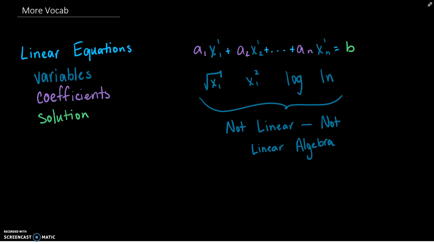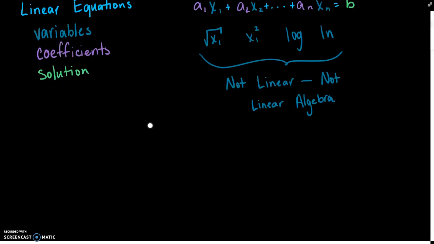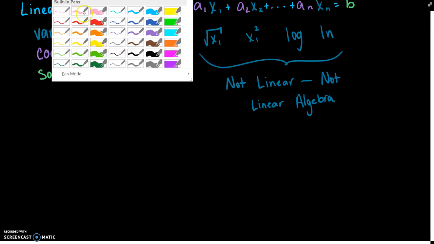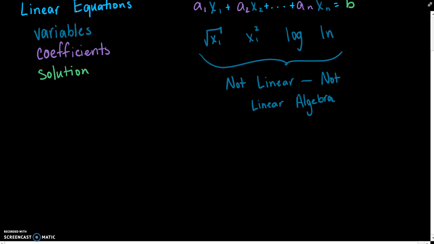We're always dealing with variables to the first exponent. That's it. Strictly linear. Again, it might seem pretty obvious, but that is a really important thing to mention. So now that we've covered that, and we've done some basic vocab to understand what linear algebra is, let's go ahead and add a little bit to that.